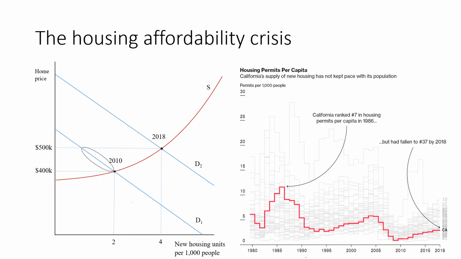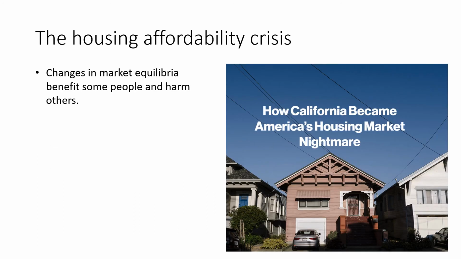The problem, of course, is a shift out in demand means some people who in 2010 were able to afford a home and willing to pay between $400,000 and $500,000 are now crowded out of the market in 2018 since there are no longer homes available. Or the average home is no longer available for $400,000. It's now $500,000. And this is the problem. This is part of the reason that California has a huge homelessness crisis.